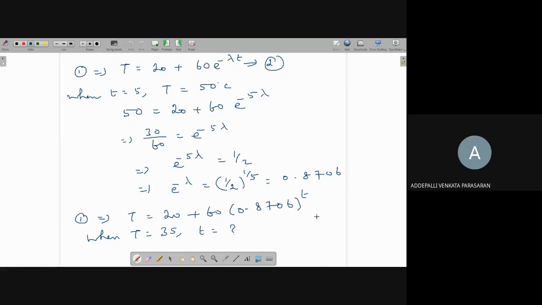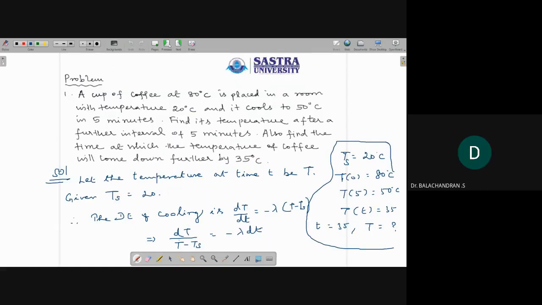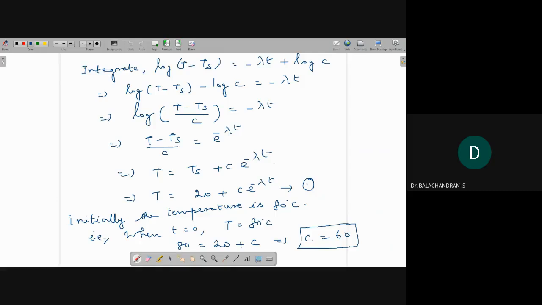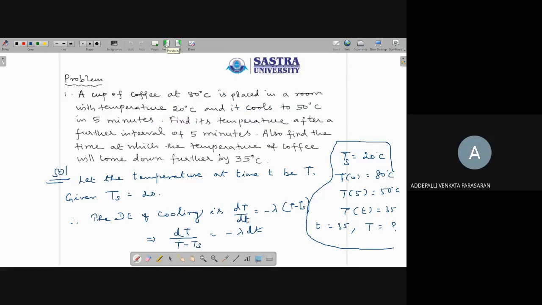Sir, in the question it is given that further by 35, sir. Find its temperature after a further interval of 5 minutes. Here it is given that the temperature of coffee will come down by a further 35 degrees. So 50 minus 35, 15 degrees. You are telling that it is 15, 50 and came down by 35 means 50 minus 35.